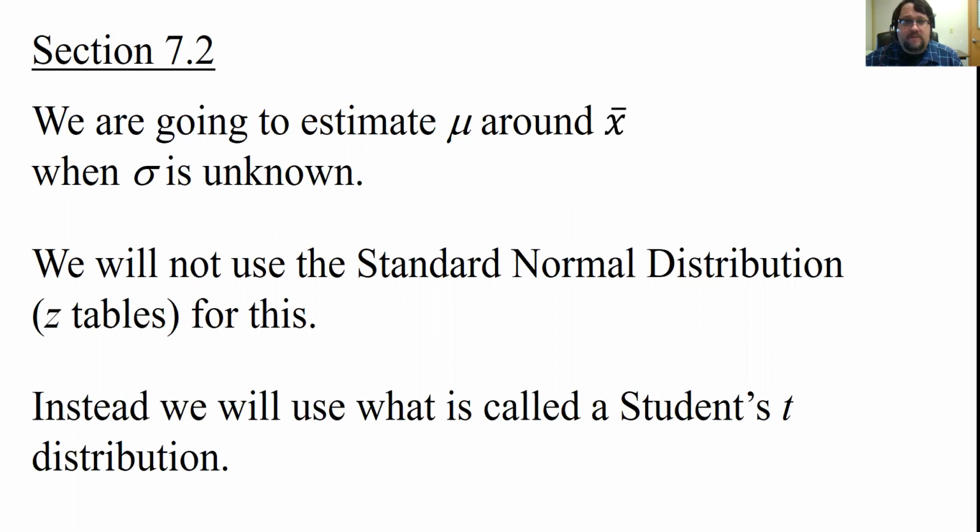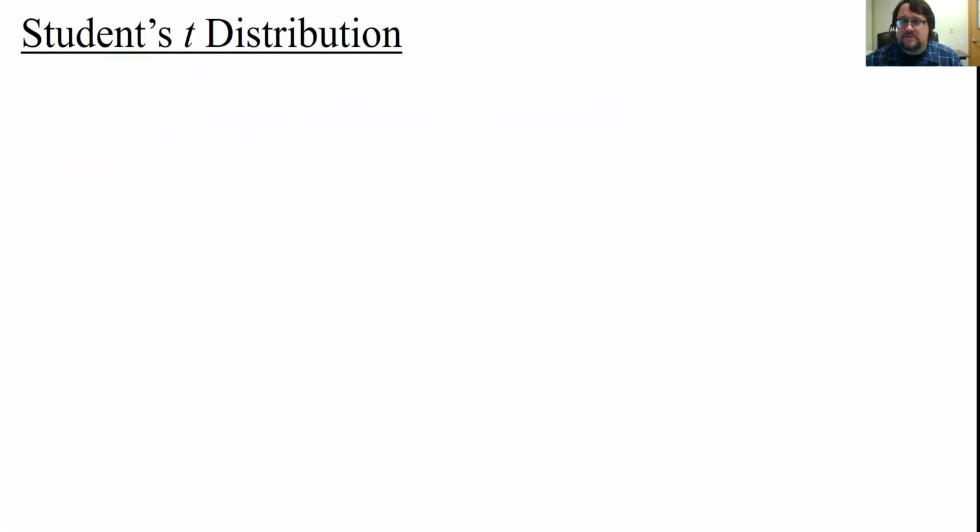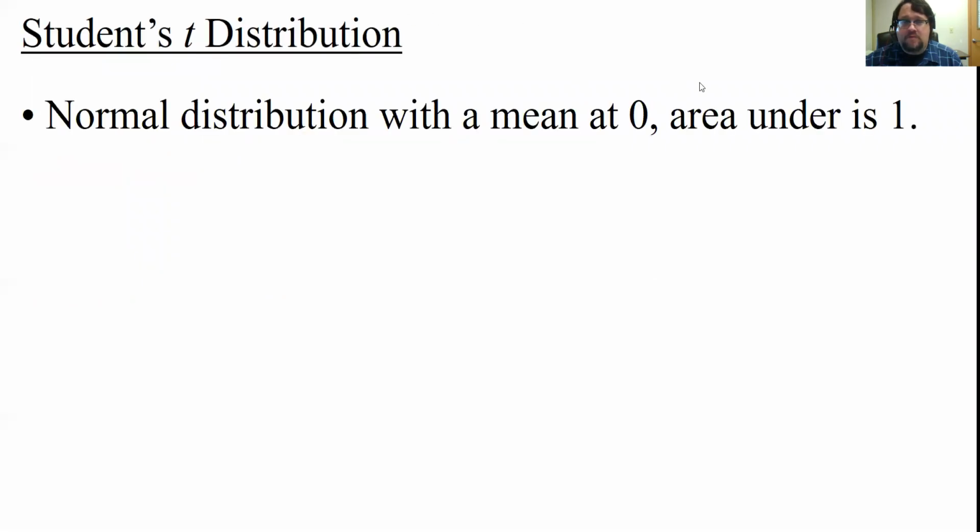All right, so let's talk about this t distribution. It is a normal distribution with a mean at 0, just like the standard normal distribution. So this is a normal distribution. It's a bell-shaped curve, and you could turn t values into Z values and whatever. We're not going to go down that road, but it is a normal distribution. The area under the curve is 1, just like the standard normal distribution. That matches up, but there are differences between them.